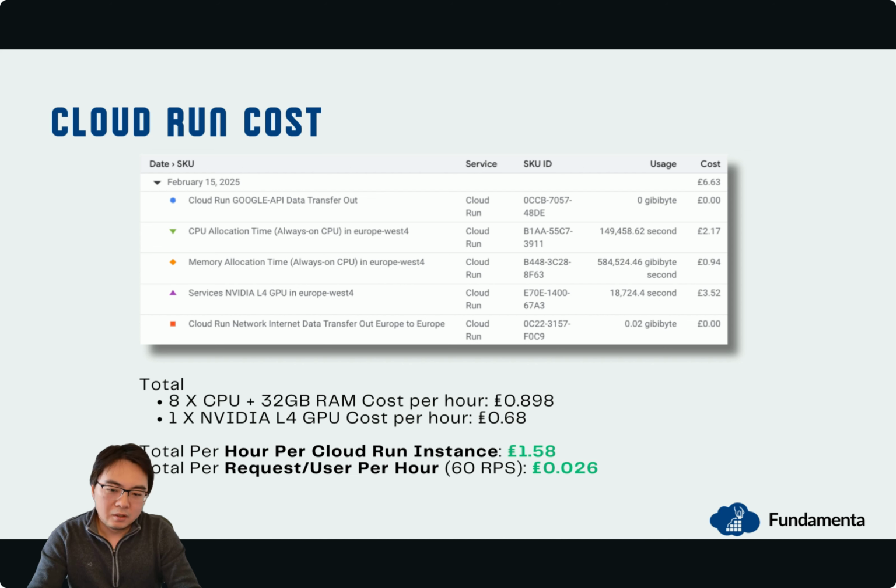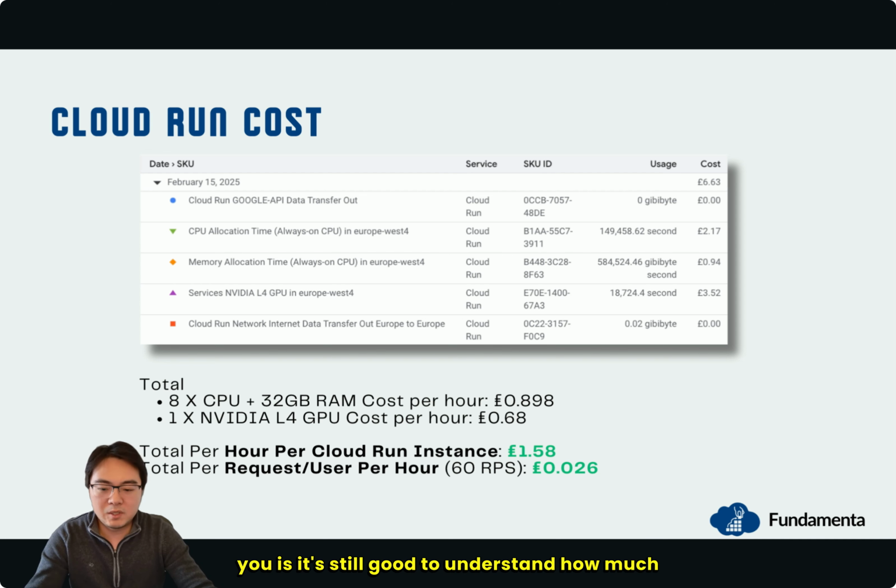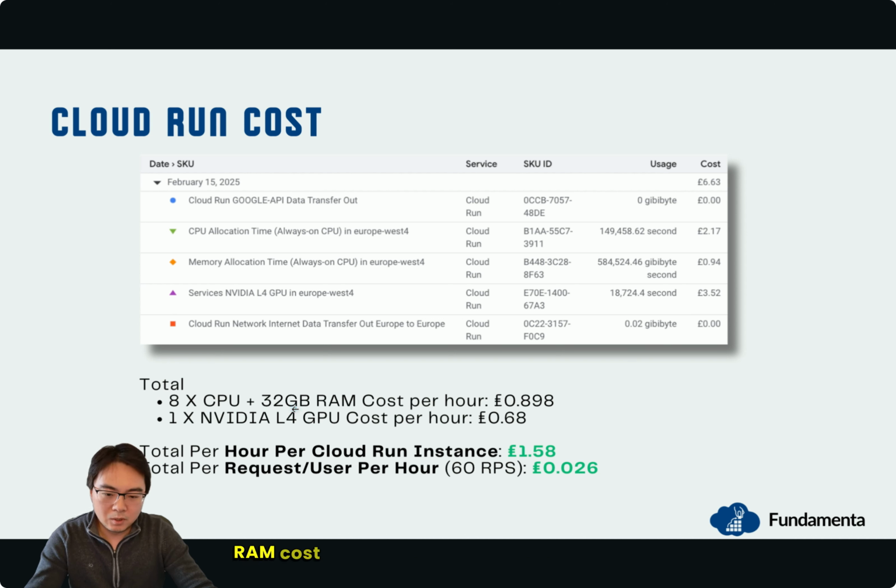Okay, it's important to talk about the cost. This is a screenshot I took from the real thing I've tested. You can see there are different variations of how much it costs in all the options. But the key thing I want to show you is that it's still good to understand how much it's going to cost you in total, right? So I worked this out based on the 8 CPUs, 32 gig RAM cost per hour, and with one NVIDIA L4 GPU. So basically, the total per hour per Cloud Run instance would cost you around 1.58 pounds.